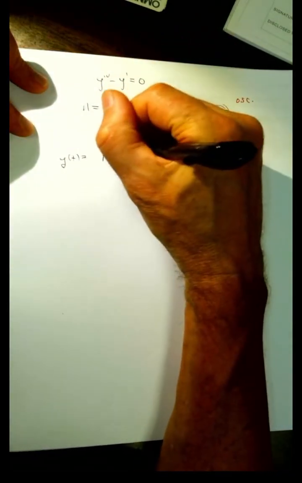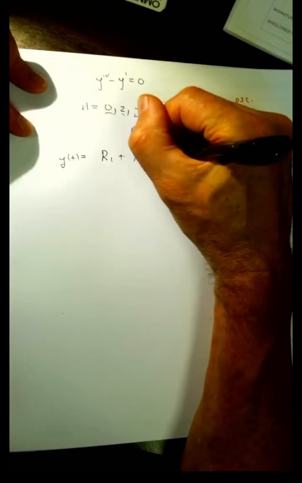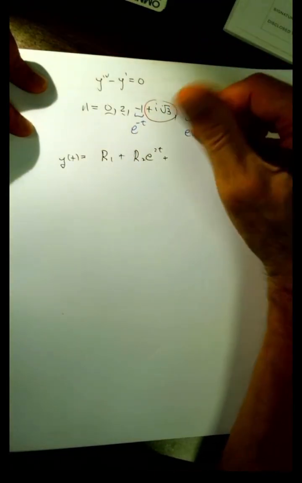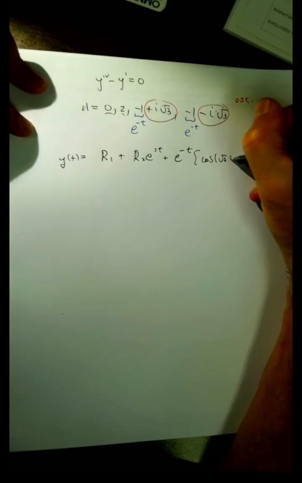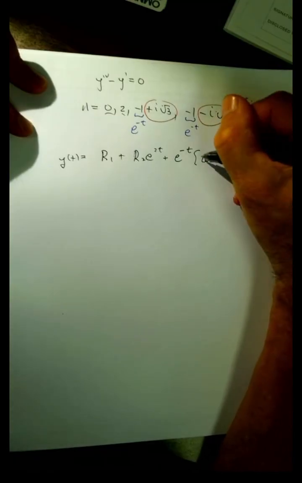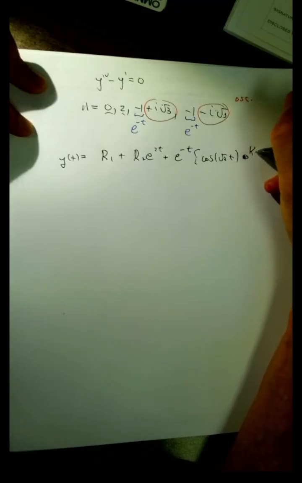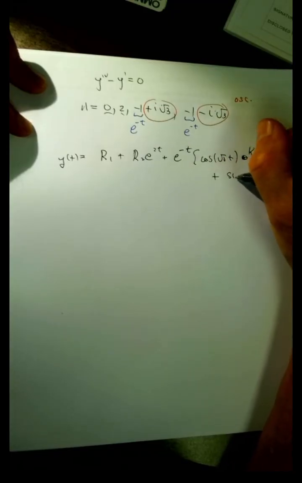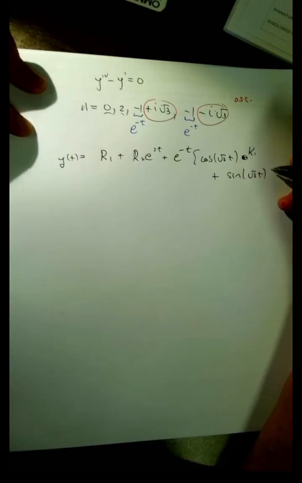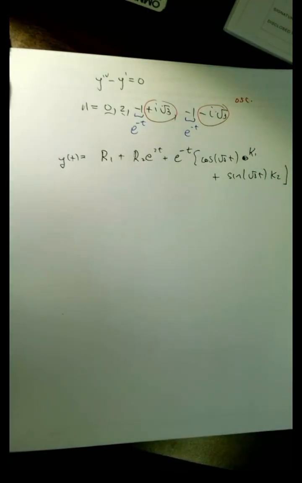So for my solution, from here, we saw that's R1. From here, I'm going to get R2 e to the 2t. These two are complex conjugates. So I'm going to get e to the minus t times cosine of square root of 3t, times a constant. So we'll call that k1, plus sine of square root of 3t times k2.